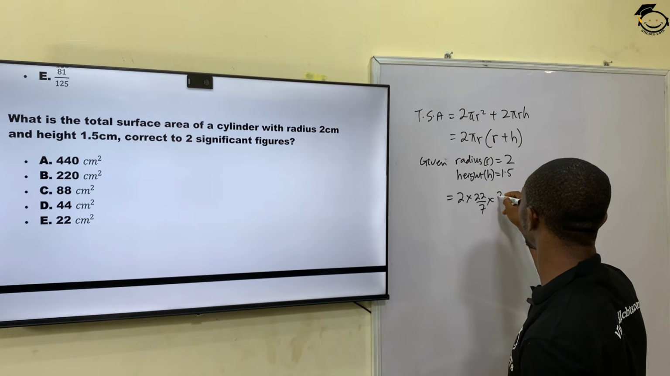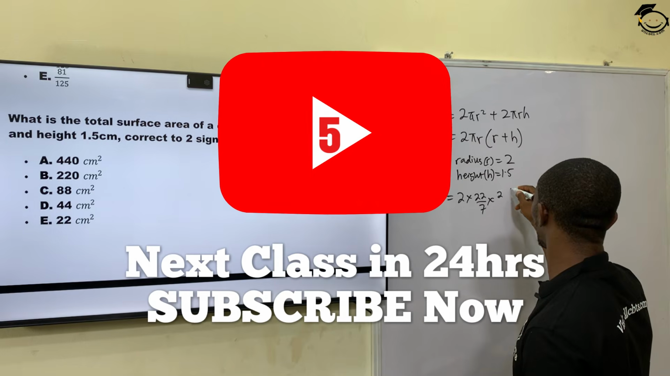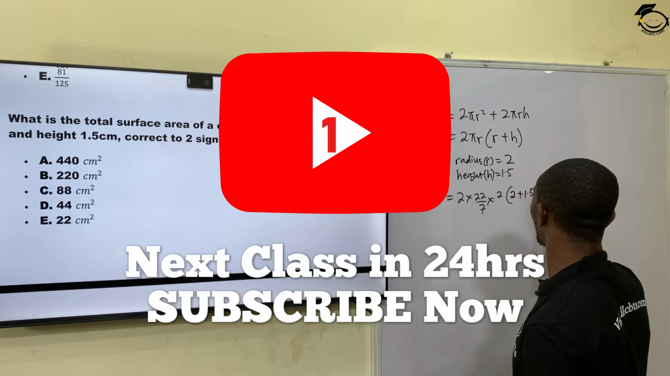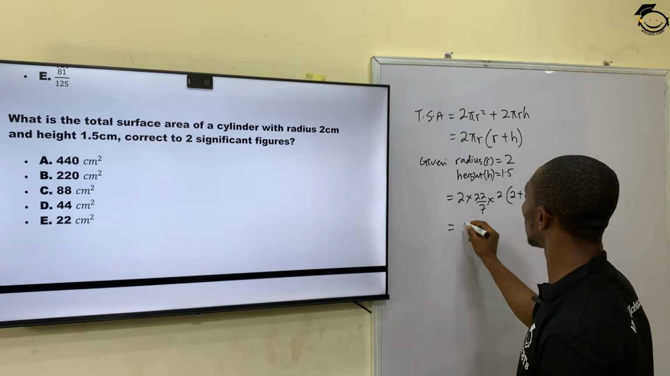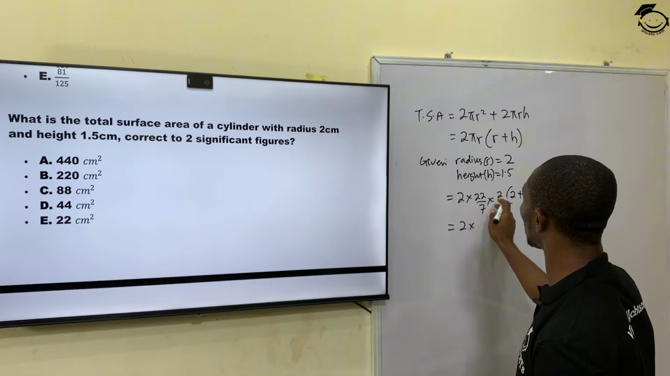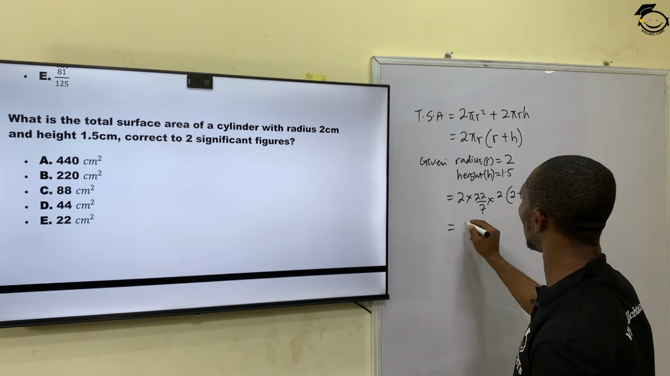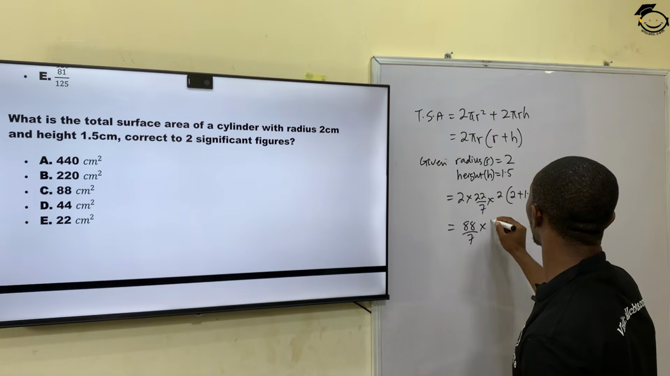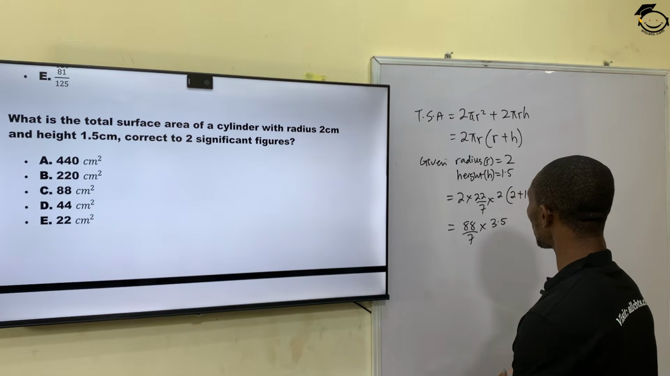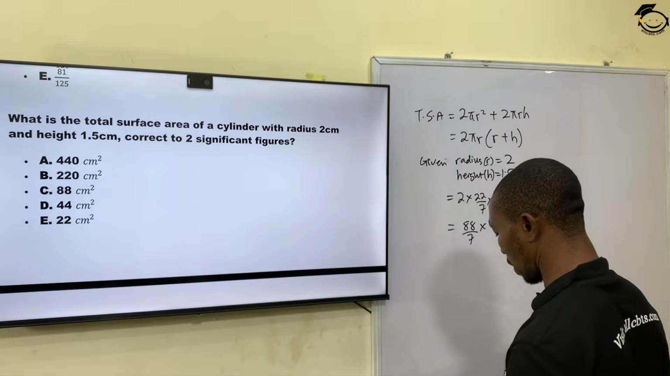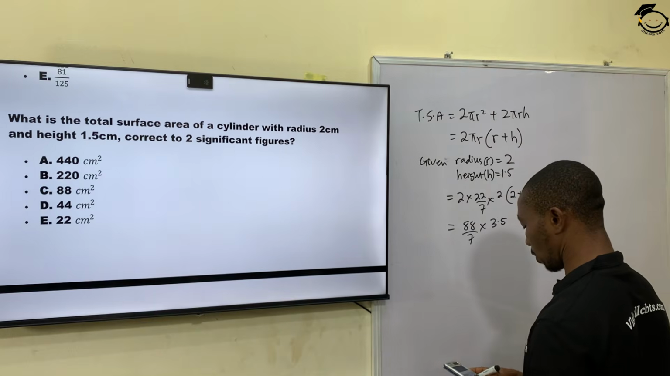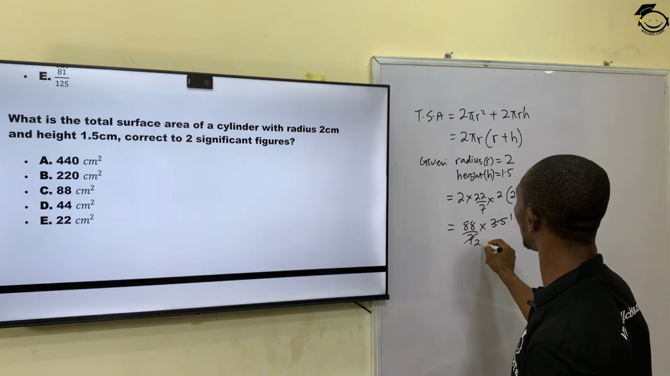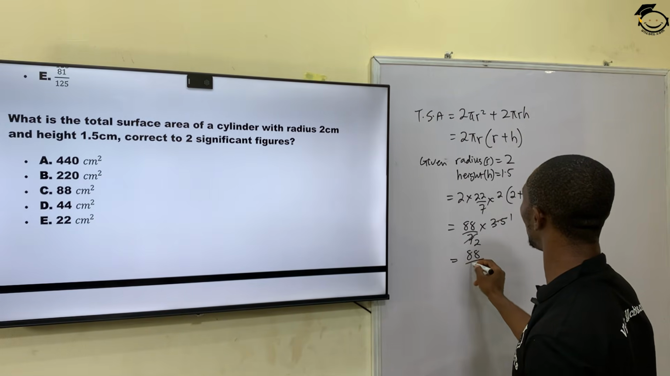times our radius 2, bracket open radius 2 plus 1.5. So this gives us 2 times 22, which is 44, and 44 times 2 will give us 88/7 times 3.5. Now, 7 divided by 3.5 would give us 2, leaving us with 88/2.